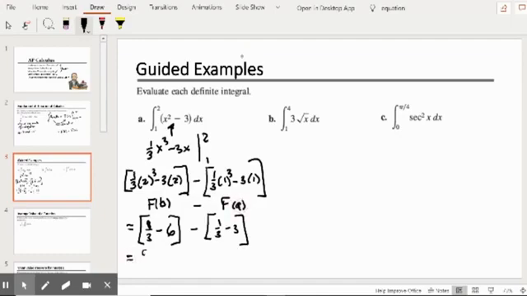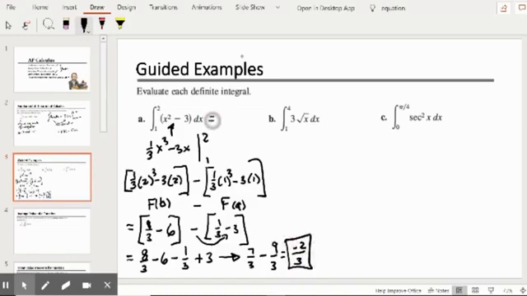And let's simplify this. We have 8/3 minus 6 minus 1/3. The double negative gives us a plus 3. 8/3 minus 1/3 is 7/3. Negative 6 and 3 is minus 3. But we want to express that 3 in terms of thirds, so let's replace that minus 3 with a minus 9/3. And now we can see that denominators match, and we have 7 minus 9 is negative 2 over 3. That is the answer to our definite integral.